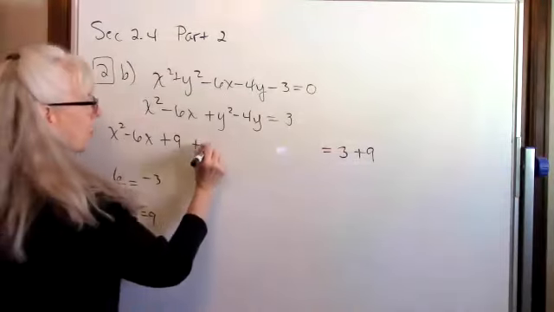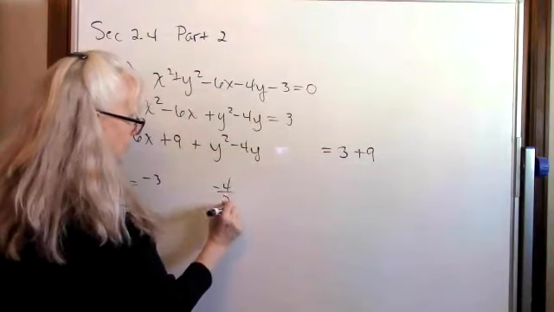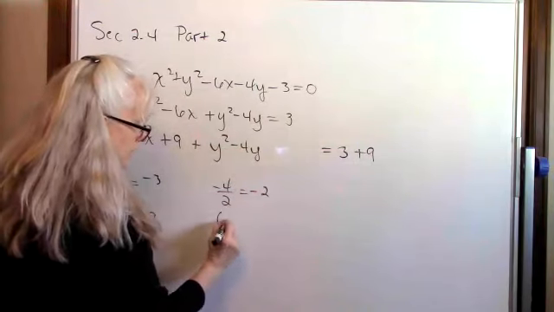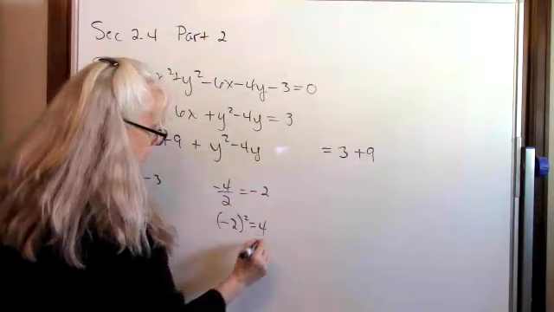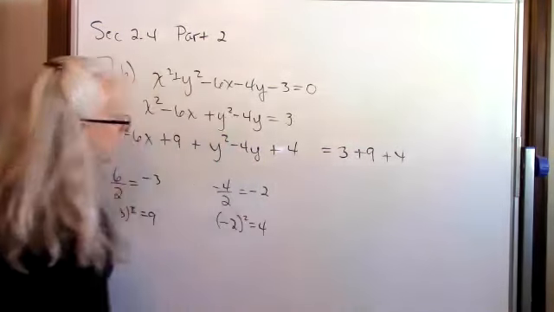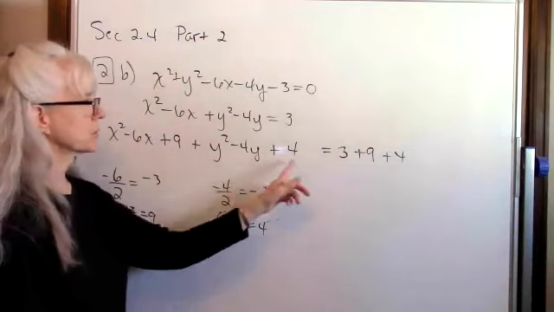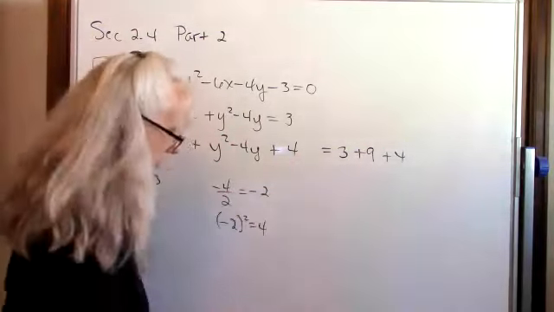Now we'll come in and do the y. So y squared minus 4y. So I'm taking that negative 4, dividing it by 2. And then I'm going to take that negative 2 and square it. That gives me a positive 4. And I'll add 4 to both sides. So again, half of 6 is 3, 3 squared is 9, half of 4 is 2, 2 squared is 4, adding the 9 and the 4 to both sides.